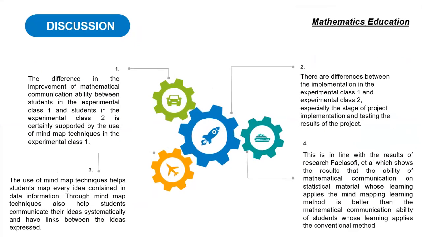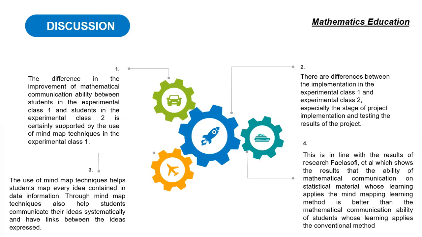And how about the discussion? We can see there are 4. For the first, the difference in the improvement of mathematical communication between experimental class 1 and experimental class 2 is certainly supported by the use of mind map techniques in experimental class 1.